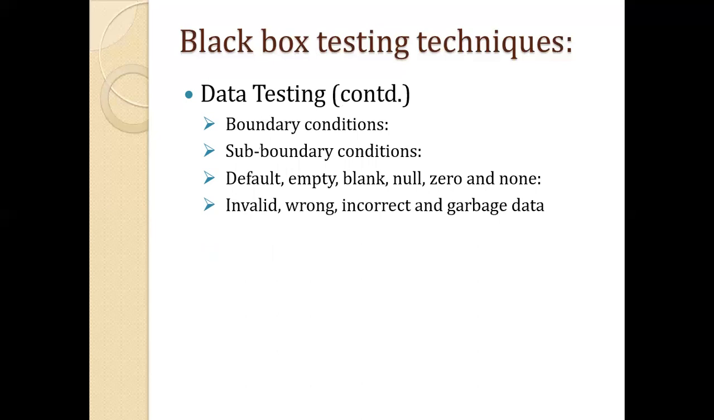And with this data, you are having some conditions like boundary condition, sub-boundary condition. So boundary conditions: if a software can operate on the edge of its capability, it will almost certainly operate well under normal conditions. Boundary conditions are special because programming is susceptible to the problems at the edges.